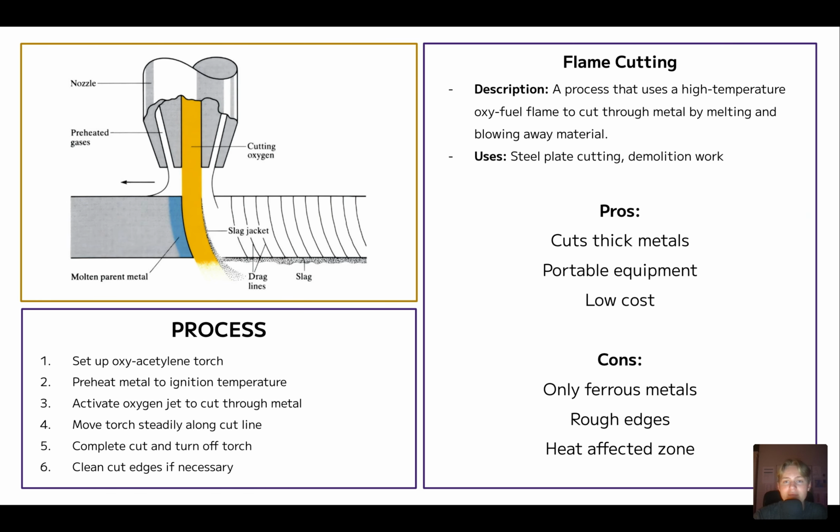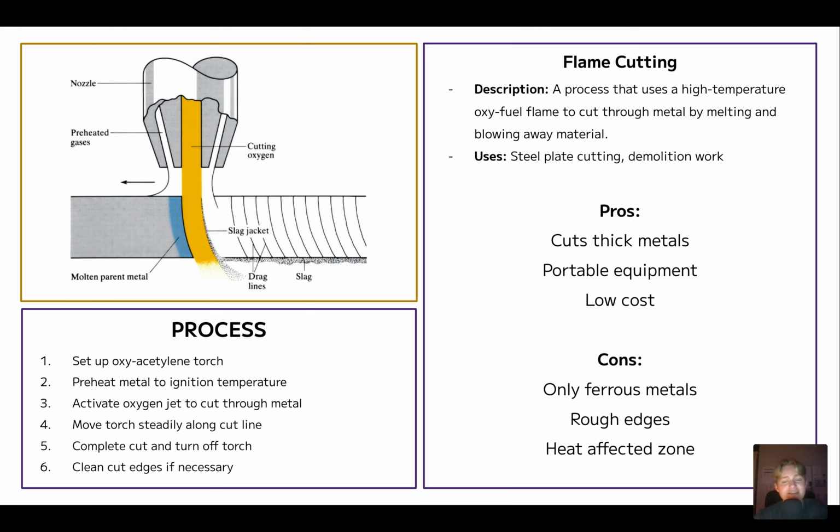Next, we're going to look at flame cutting, which is a process that uses a high temperature oxy-fuel flame, which just refers to burning oxygen, so like a blowtorch, to cut through metal by melting it and blowing away material. So the uses for this would be for like cutting a big steel plate, potentially demolition work. So if we're having to remove parts of a construction, the pros of it is that it cuts through very thick materials with portable equipment that is fairly low cost.